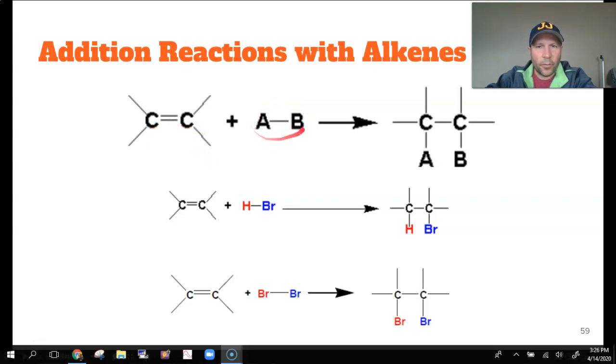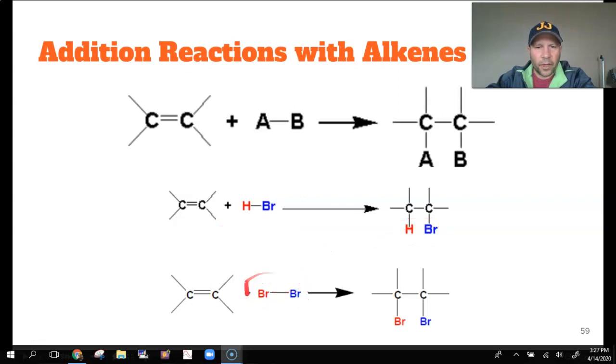So when we have it with an A and B, the A goes to one side, the B goes to the other side of the double bond that was there before. A couple of examples here. Here's one with hydrobromic acid or hydrogen bromide. When we do it, it's going to break that bond. The H is going to go here. The Br is going to go here. That's what it looks like right there.